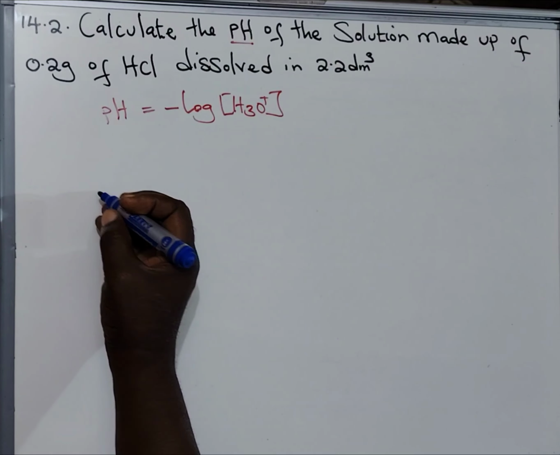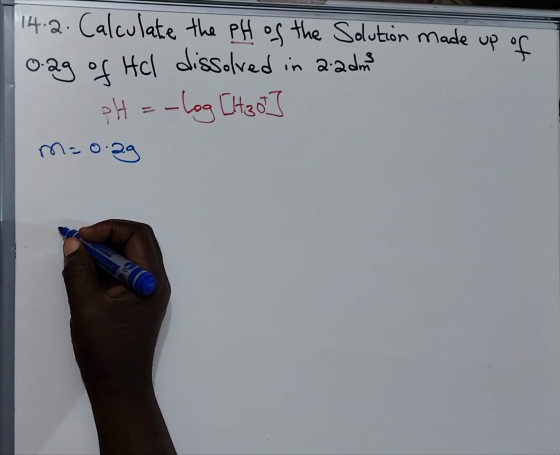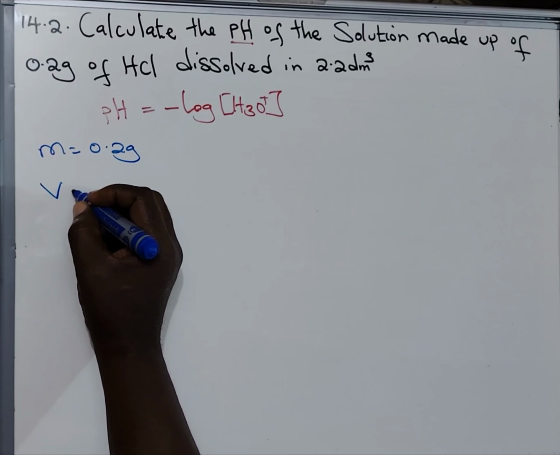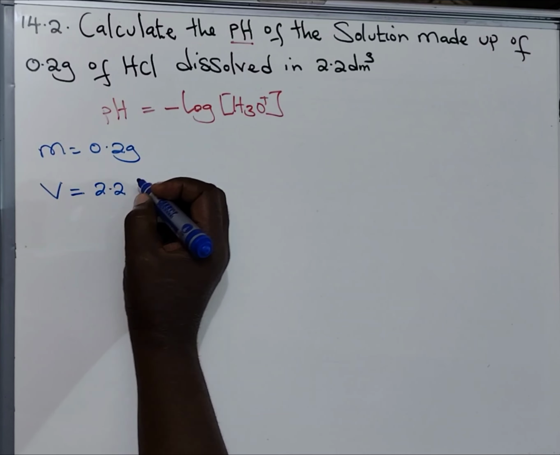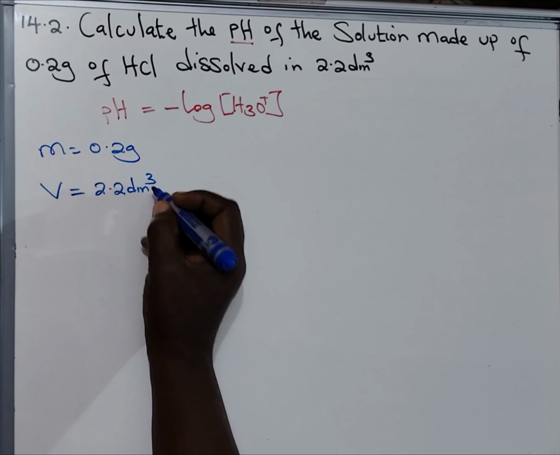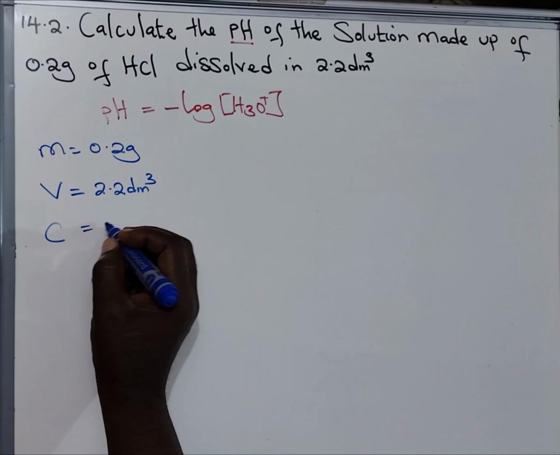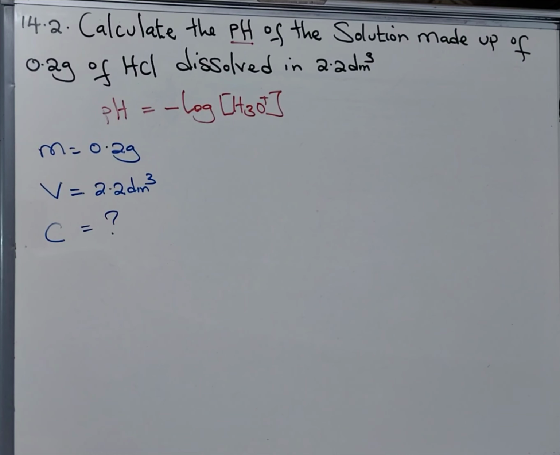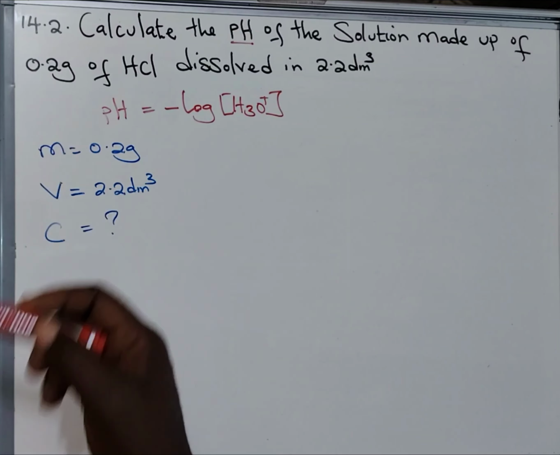Let us check what we have. You have the mass of hydrochloric acid, which is 0.2 grams. You know the volume. The volume of this solution is 2.2 cubic decimeter. You don't have to convert. It's already in SI units. Then what are we calculating? We are going to calculate C. With this information, you have to quote the formula which relates concentration and mass.